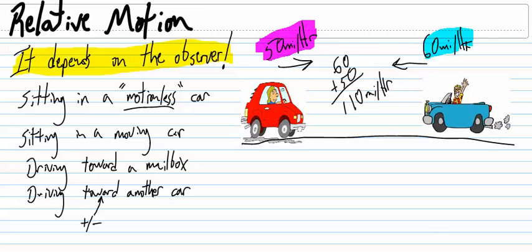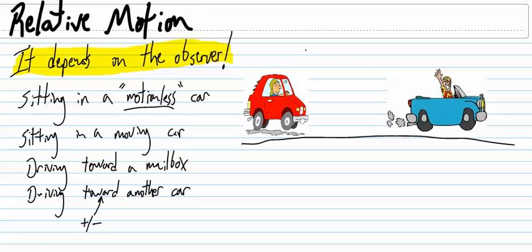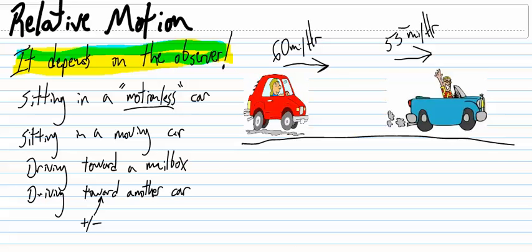Okay? I've switched things around a little bit here. We're going to say that this person's velocity vector is 60 miles per hour to the right. And we're going to say that this person's velocity vector is 55 miles per hour to the right. So since we know that your motion depends on the observer, what are these two people going to say about what each other are doing? Are they going to say they're even going in the same direction? That's kind of what we're thinking about here.